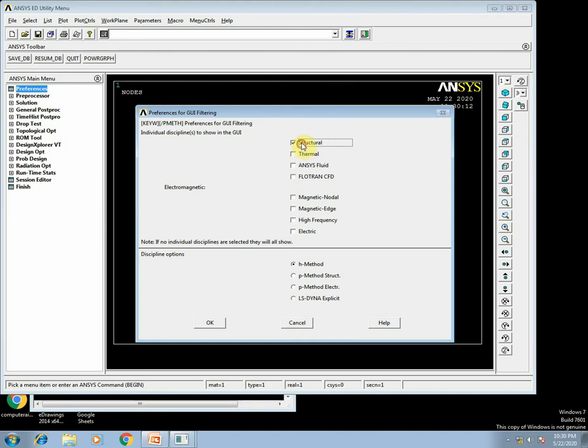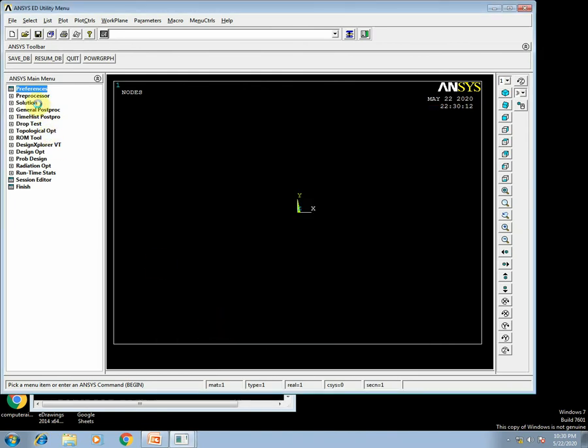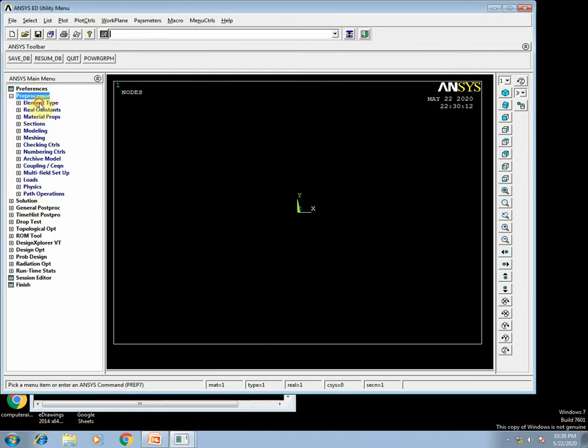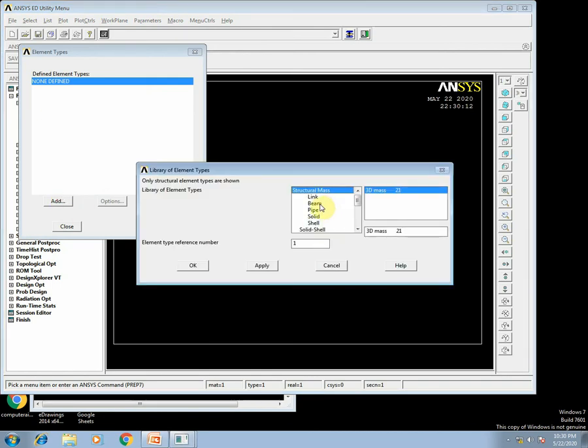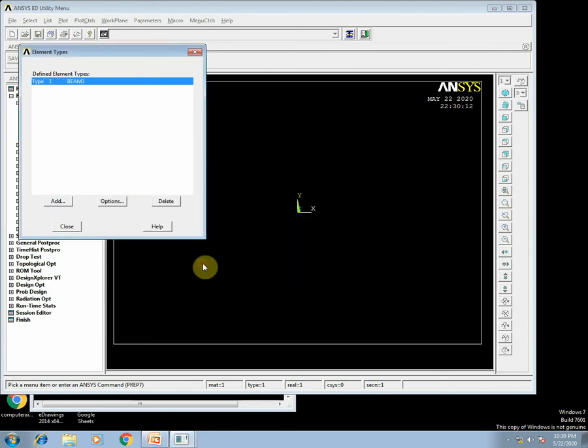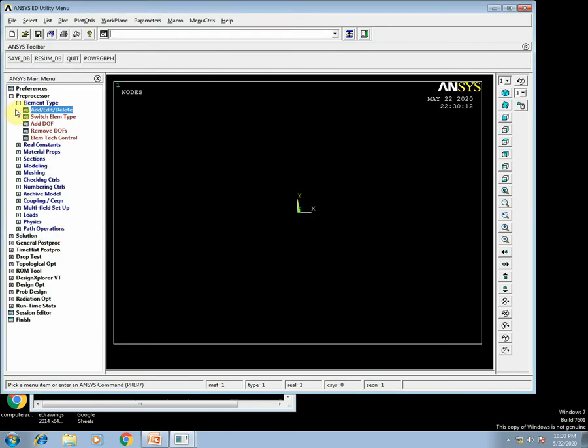Preferences, structural, then preprocessor, element type, add, delete, add. It's a beam. I am taking a beam, and in that I am selecting the 2D elastic 3. Okay, close. Real constant, add.